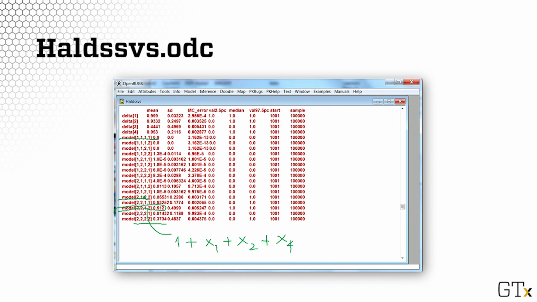So that is an interesting way how you do model selection by so-called stochastic search variable selection.